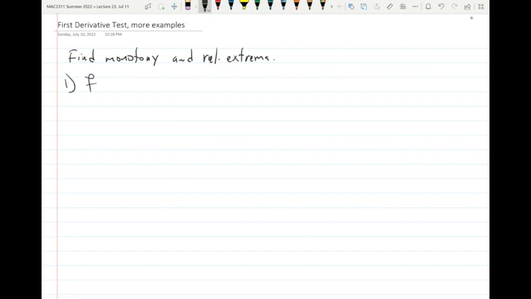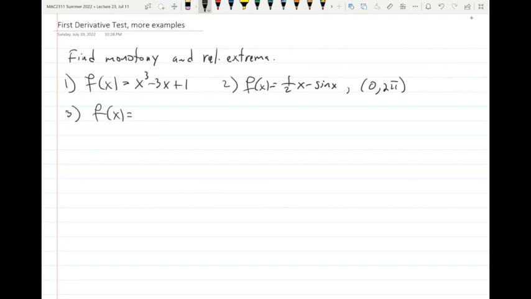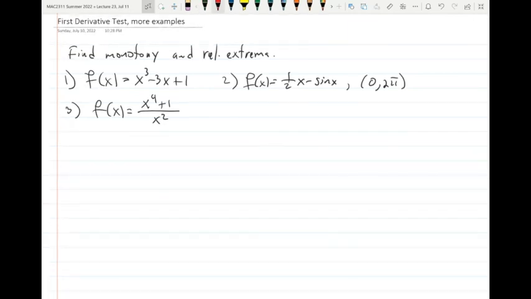Let's start with something easy. I say easy in that, computationally it should not be too bad. So let's start with a cubic, and then let's do a trigonometric one. Let's analyze it on the interval from 0 to 2 pi. And then let's do a rational function, just because this one could be interesting computationally speaking, the algebra could get interesting. Okay, so let's do this. So, solution.